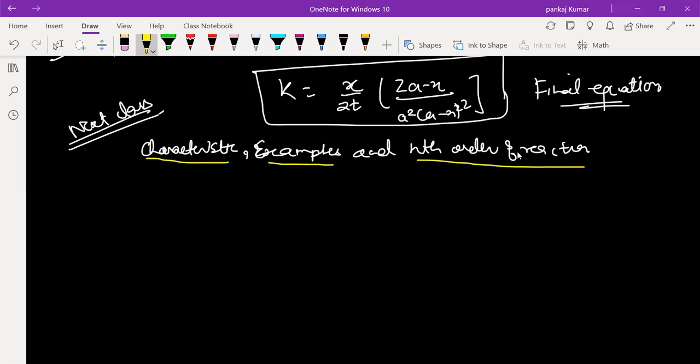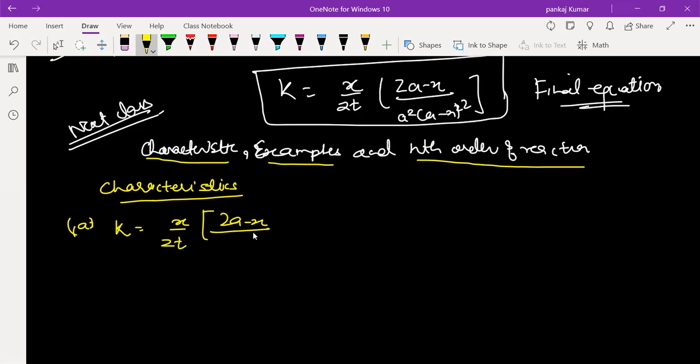So we have to do third order characteristics now. So write down the characteristics. Point number one: the rate constant is equal to x by 2t, that we have already seen, 2a minus x divided by a square, a minus x whole square. This is the one.